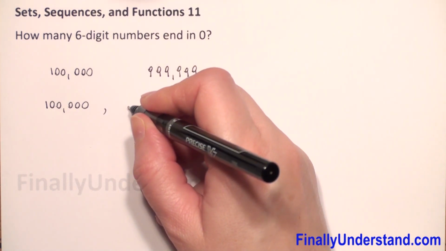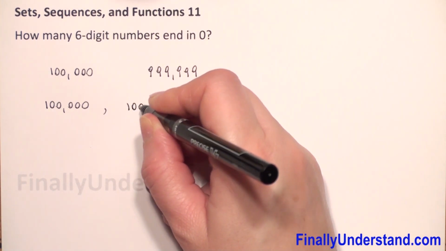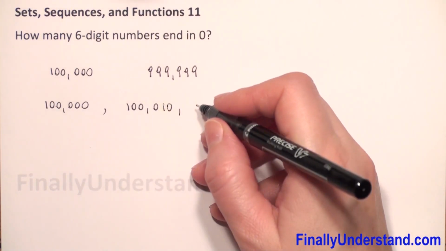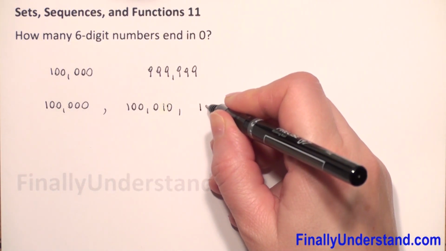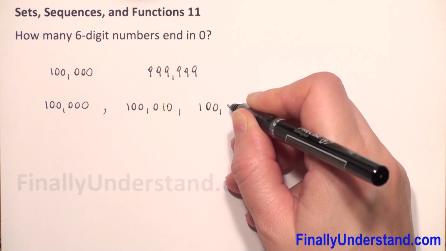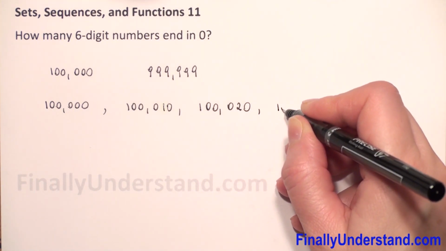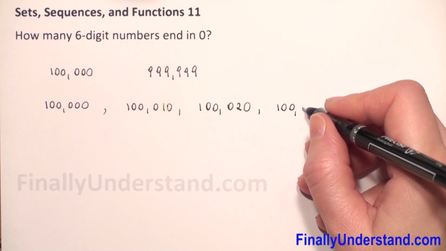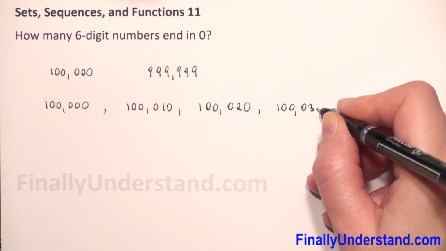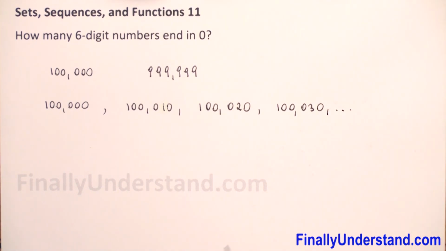Next will be 100,010. Next will be 100,020, 100,030, and so on. So we see that they are multiples of 10.